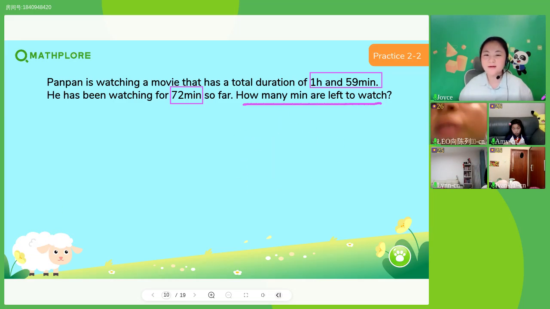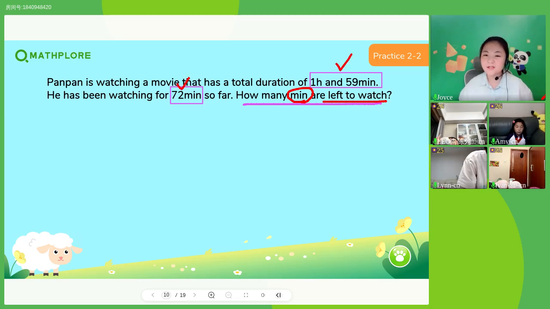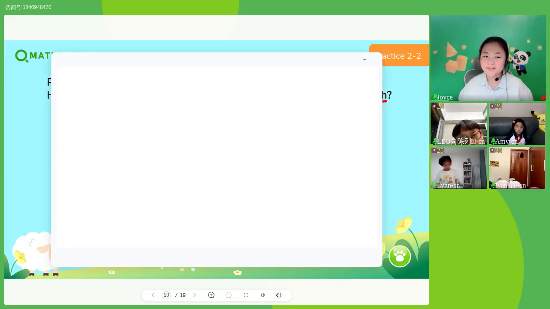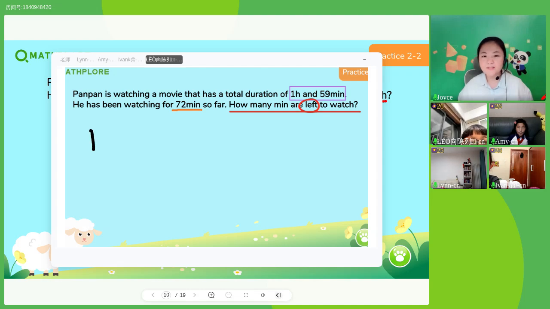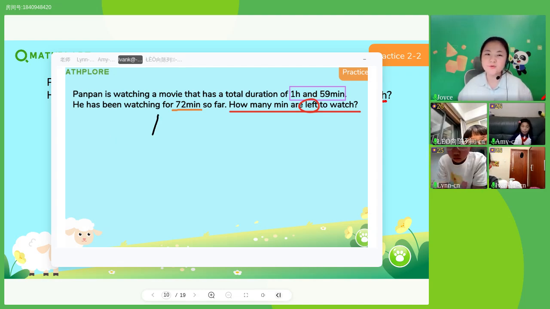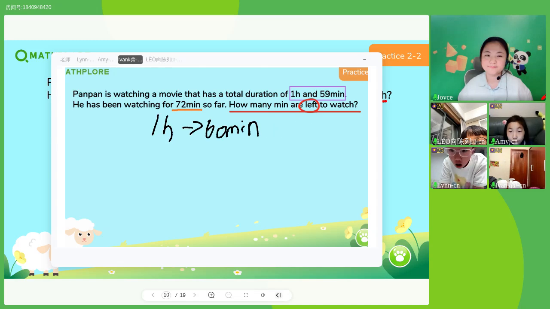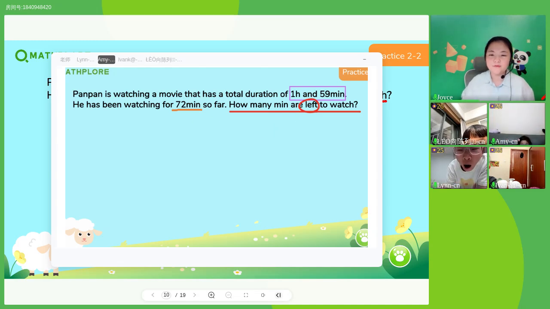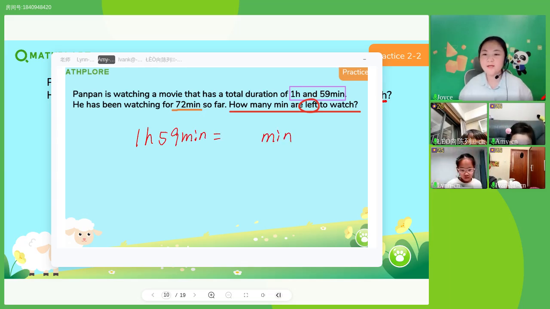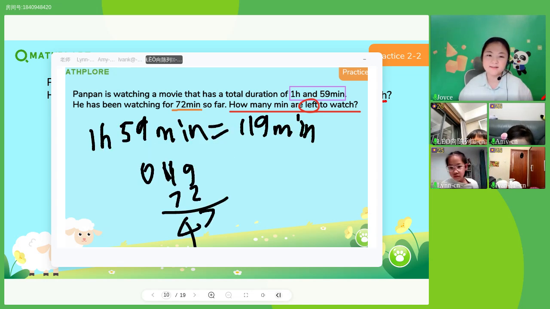So everyone, look, the question is asking for how many minutes are left to watch. It's asking for the remaining time, right? We know the total time, we know the time that he has already spent, and how can you find the remaining time? Do we use plus or minus here? Minus. Yeah, that's right. We use minus. But firstly, we need to turn 1 hour, 59 minutes into minutes in total, right? So come on, everyone, just try to solve the problem. Firstly, Amy, you have to think about this. 1 hour, 59 minutes can be converted into how many minutes in total? And then we can minus 72 minutes to see the final answer.